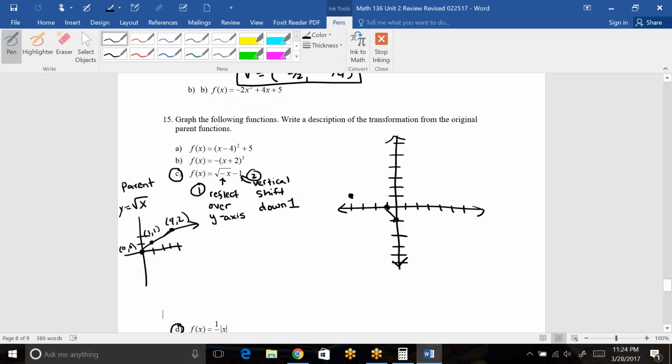So notice this parabola, or this half parabola, is headed in the opposite direction. Since it got reflected over the y-axis, it's going like this now. It's going up a hill to the left instead of up a hill to the right. And it's also been shifted down 1 from the origin. So that is how that should be transformed.